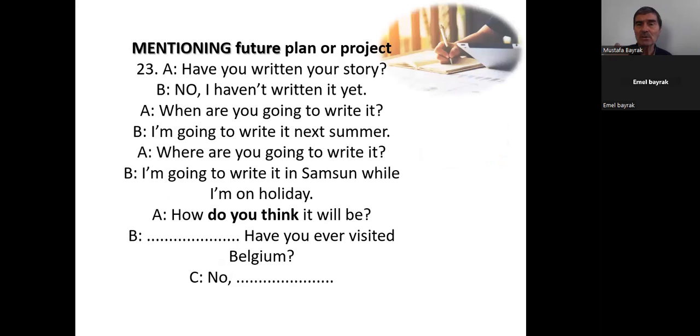23. Have you written your story? For example, let's focus on the situation of the dialogue, okay? Have you written your story? No, I haven't written it yet. I didn't start in the past, okay? When are you going to write it? I'm going to write it next summer.